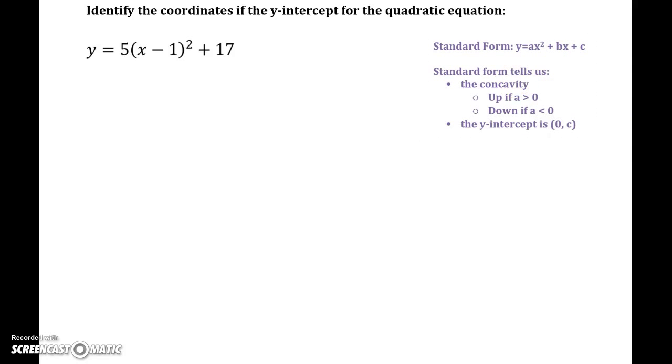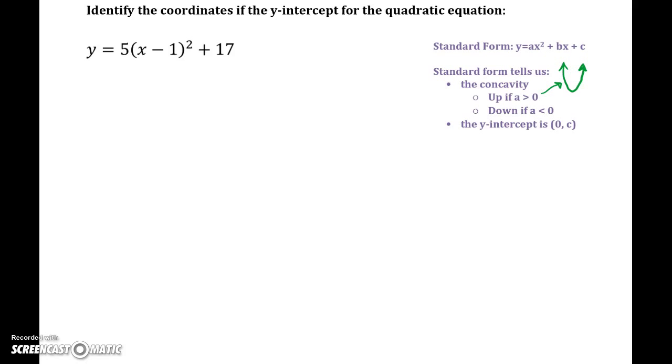And a couple of things that standard form tells us is it tells us the concavity. In other words, if the graph is concave up or concave down. Now, it's concave up if the value of a, or the leading coefficient, is positive or greater than 0. So what that looks like is if you have, for example, that a is 2, then your graph is going to open up.